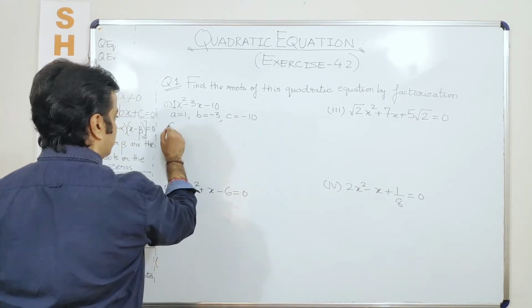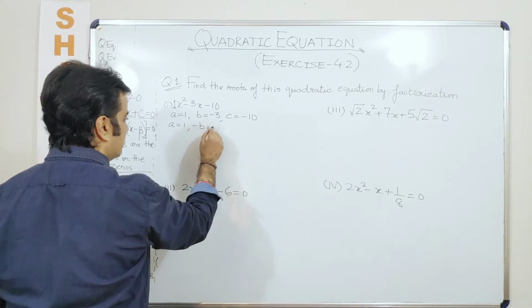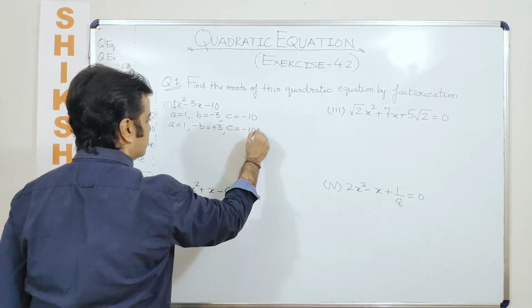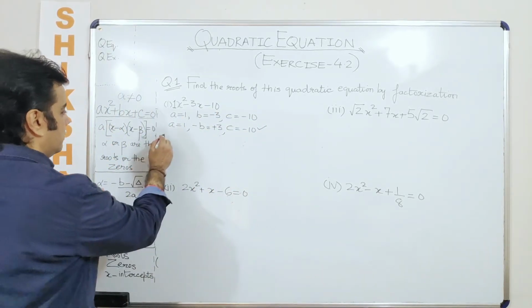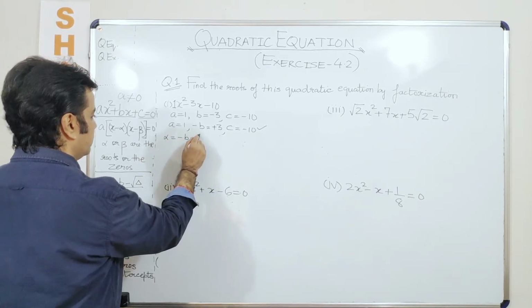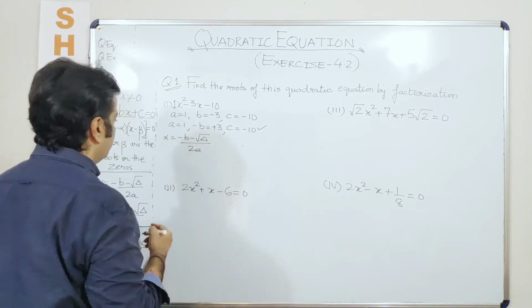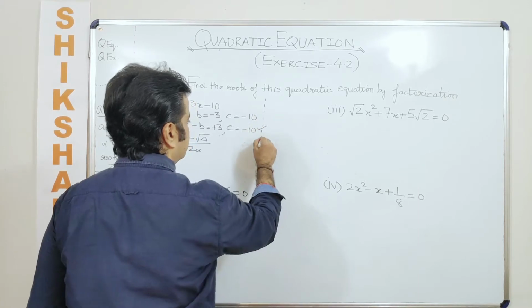I would advise that whenever you are writing, please write down the value of minus b now. So I can write down the minus b value as plus 3 and c becomes equal to minus 10. So this is the value that we are going to use. And we know that one of the roots or the zeros here is alpha, which can be written as minus b minus root delta. So even before we write this, we need to calculate the value of delta.